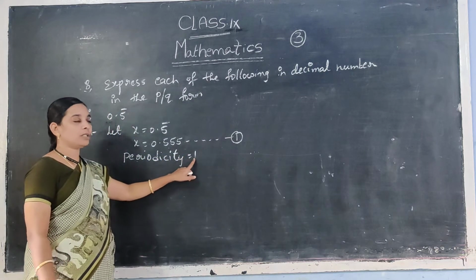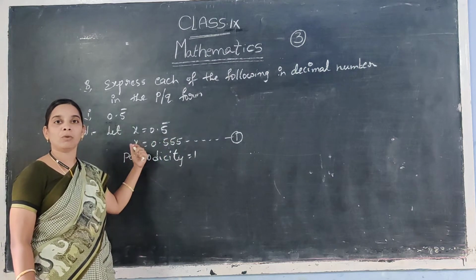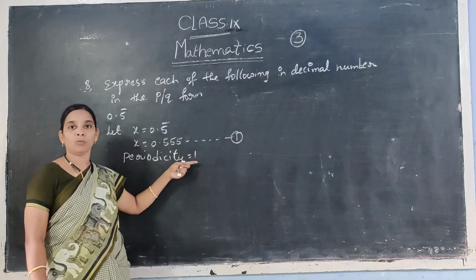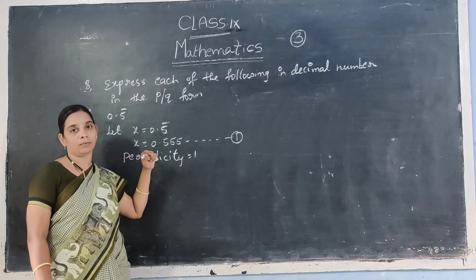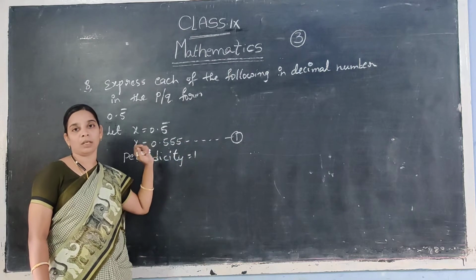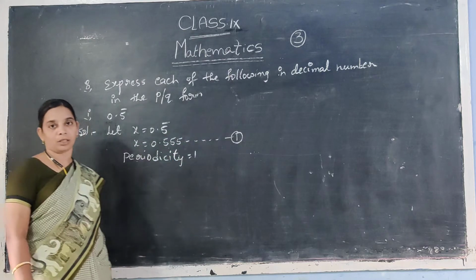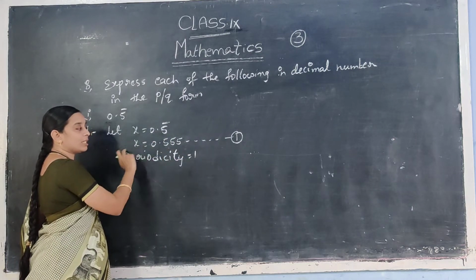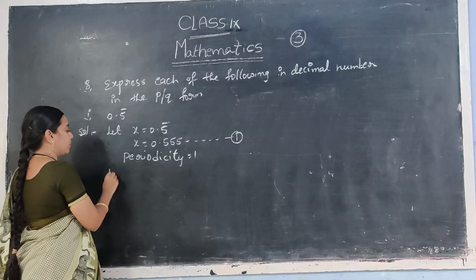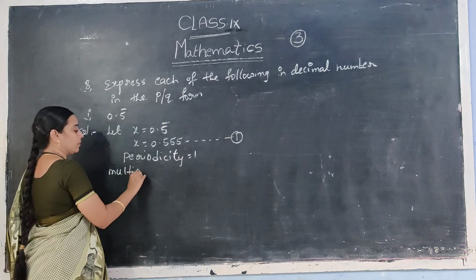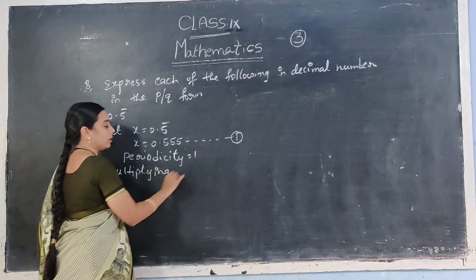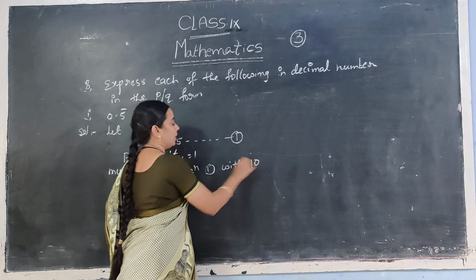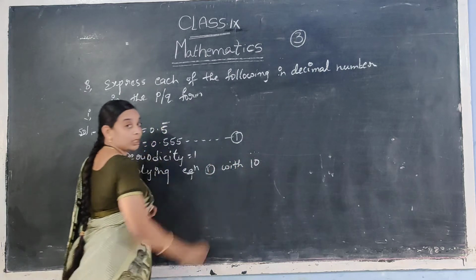Periodicity is 1 means the given condition is multiplied on both sides with 10. If it is 2, then 100, that is 2 zeros. If periodicity is 3, then 1000. Like that you have to multiply the given condition. Here the periodicity is 1, so multiplying equation 1 with 10. Here 1 is there, so I have to multiply with 10.